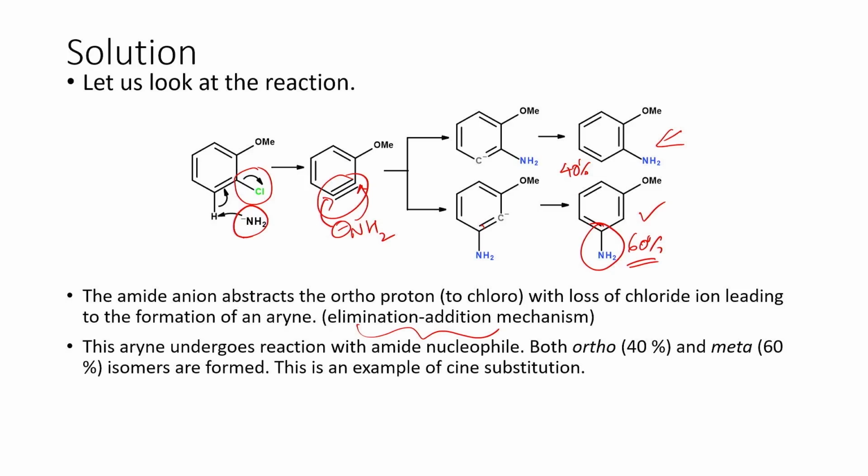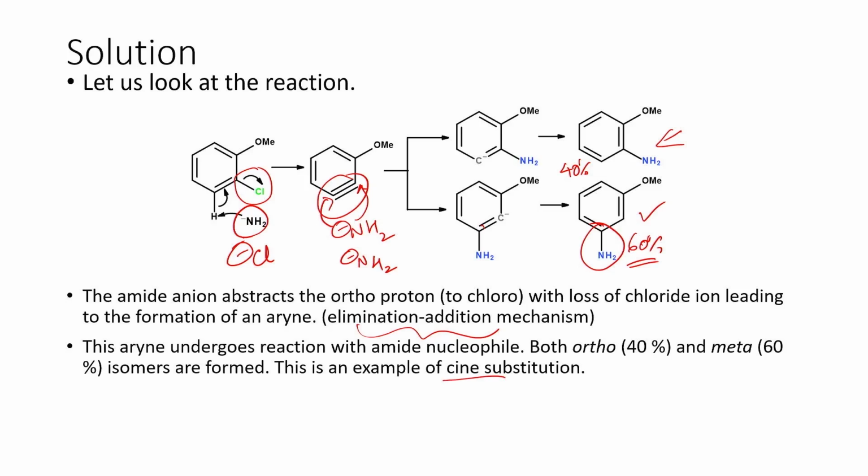So this reaction proceeds via the aryne intermediate. So this is happening through the elimination-addition mechanism. In the first step, the elimination of the Cl minus takes place, and in the second step, addition of the second nucleophile, that is the NH2 minus, takes place. So this is the overall mechanism for this reaction, and this reaction is basically called the cine substitution.